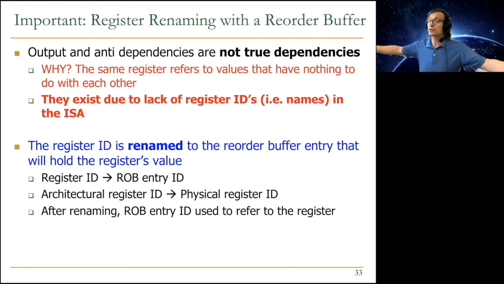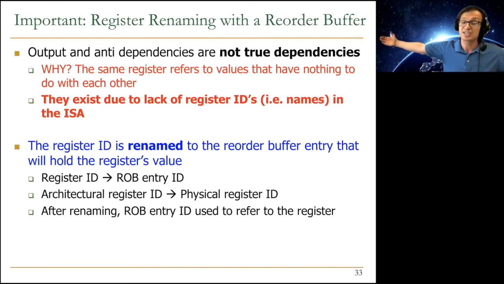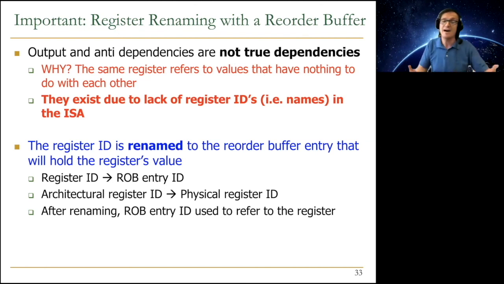Basically, you're potentially storing 512 registers, which is not the case if you have a small architectural register file. You can think of this as a microarchitectural register file, if you will, except it's implemented as a reorder buffer. After renaming, the reorder buffer entry ID is used to refer to the register. So you don't refer to the register as R3 anymore. You refer to the register as reorder buffer entry 68, for example, or 125, as we have seen. So that's a good question.